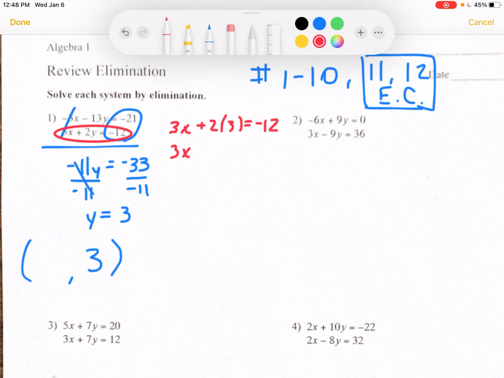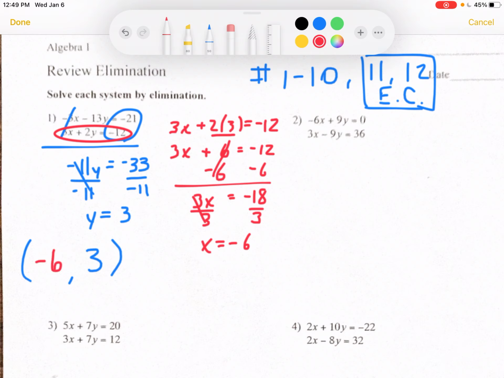So I have 3x. I can combine these. 2 times 3 is 6. And then I want to get 3x by itself, so I'm going to subtract the 6 to the other side. So I get negative 18. And I'm going to divide by 3. X equals negative 6. So that's where my x value comes from. Okay, then we're going to go on.